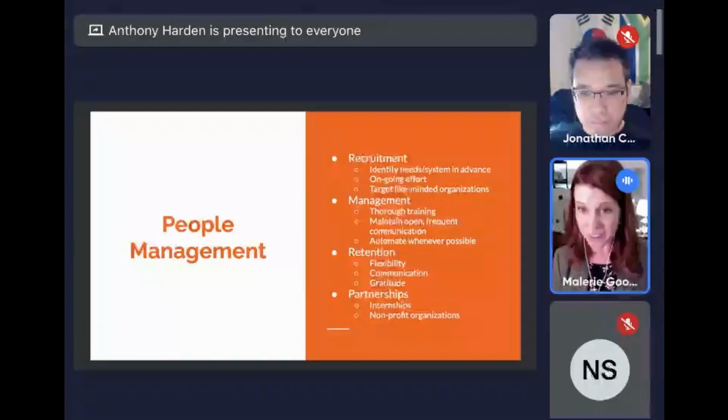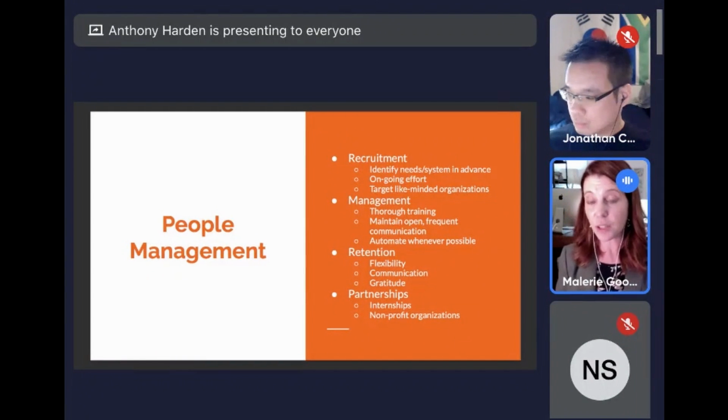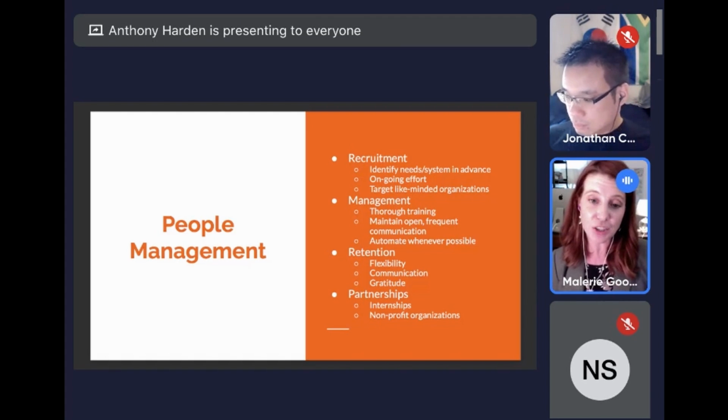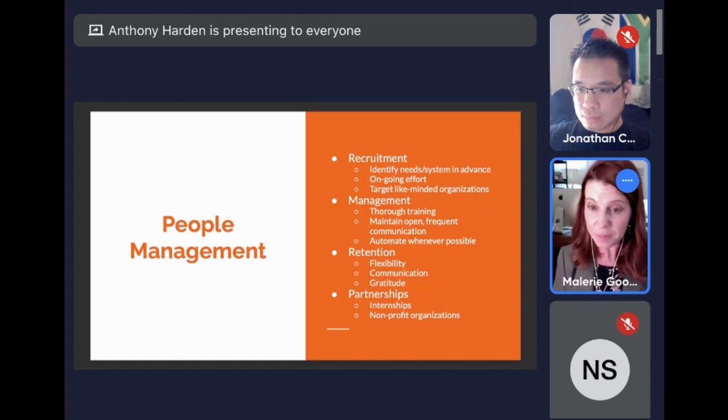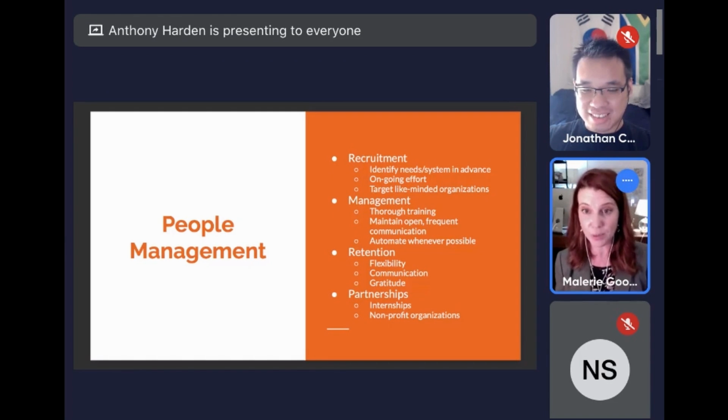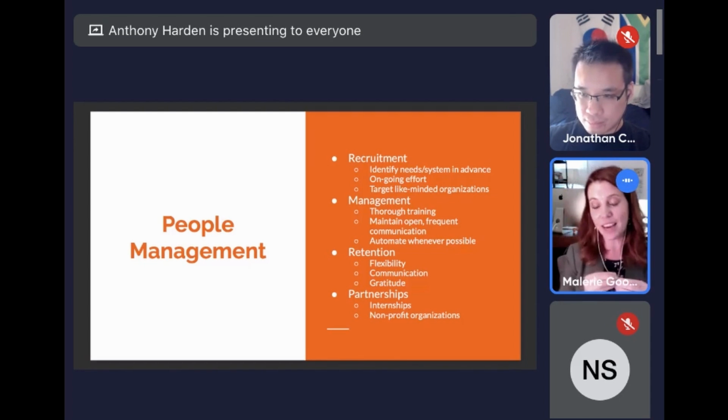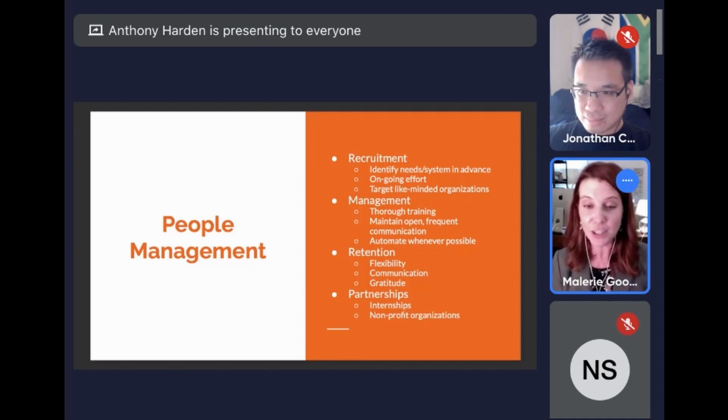Thorough training is very important. We want to make sure that all of our volunteers feel equipped to know exactly what's expected of them and to make sure that the data that they're putting in our database is as accurate as possible. We maintain open and frequent communication with them. And also we have looked for ways to automate that whenever possible. This is a lot of effort, a lot of time to manage over 100 volunteers. And so if there are any ways that you can find, and John has identified some really clever solutions to this, do it, because that's one less thing that you have to rely on manpower and just time to accomplish.